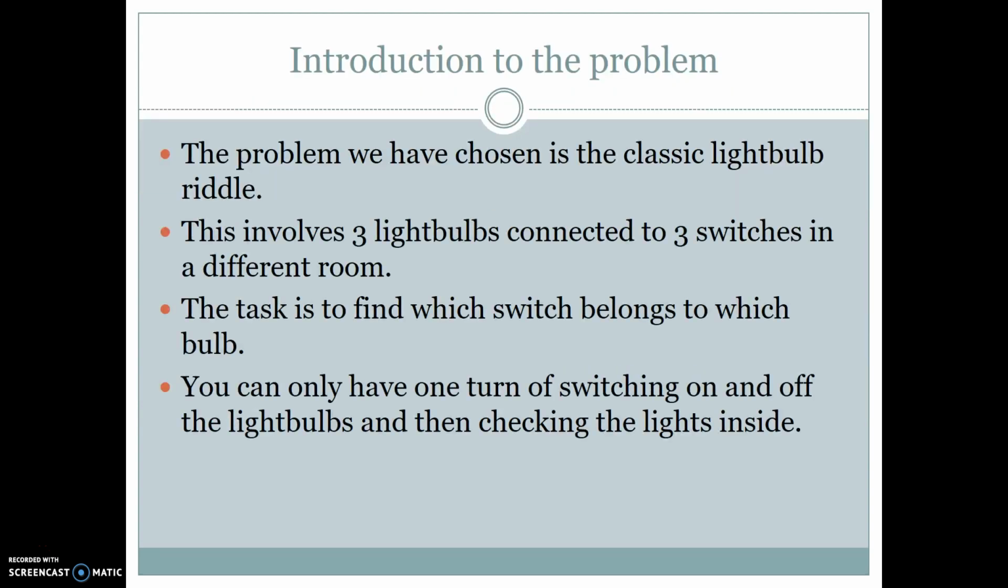The first thing we have to do is introduce the problem. The problem we have chosen is the classic light bulb riddle. This involves three light bulbs connected to three switches that are in fact located in a different room. The task is we have to find which switch belongs to which light bulb. The trick is you only have one turn of switching on and off the light bulbs and then checking the lights inside the different room.